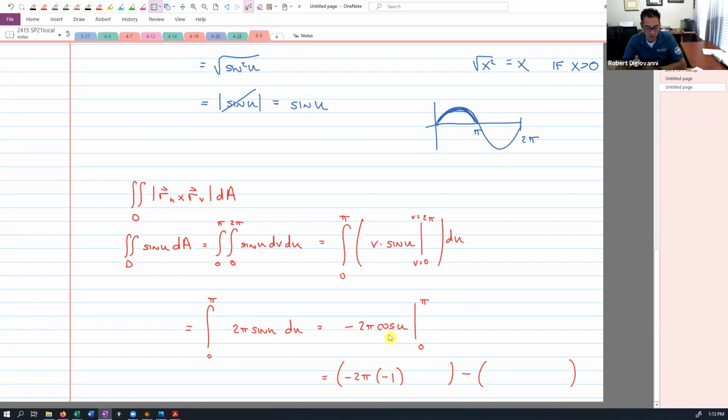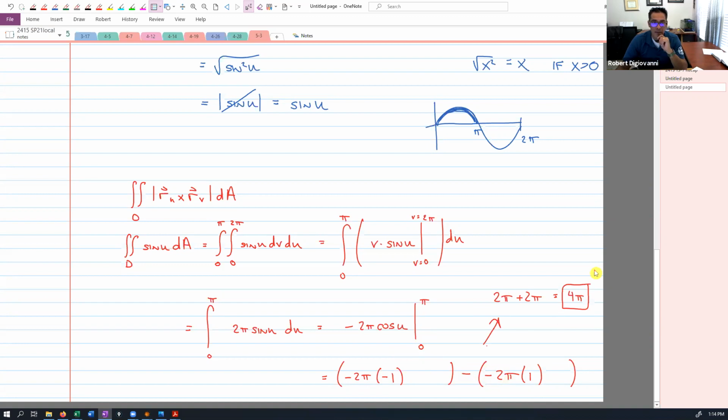Now let's plug in 0. So when we plug in 0, we get negative 2 pi, and cosine of 0 is 1, so times 1. And I'm out of room. So this is going to turn into, let's see, the first part's 2 pi, right? And then minus minus, so it's plus 2 pi. So your answer is 4 pi. So the area of a sphere of radius 1 is 4 pi.